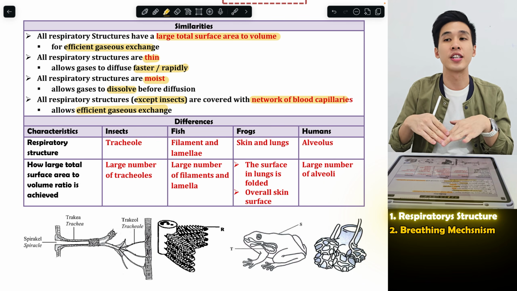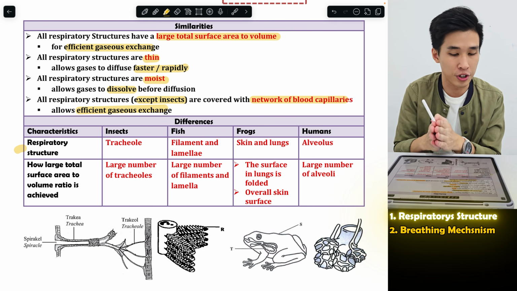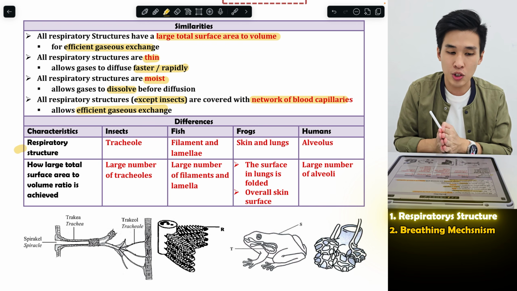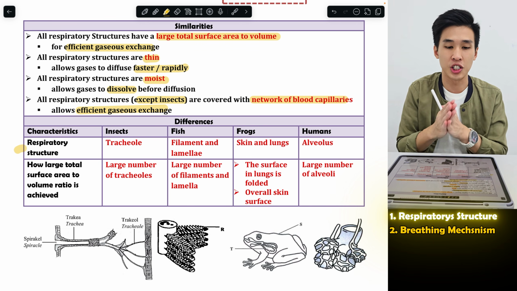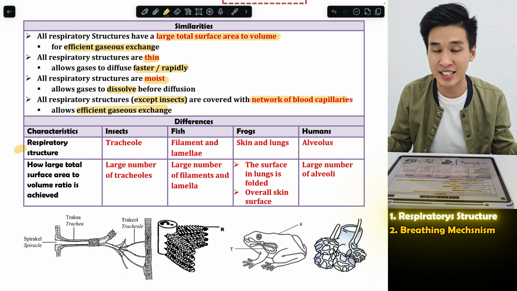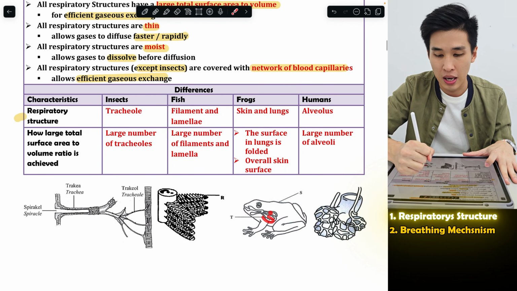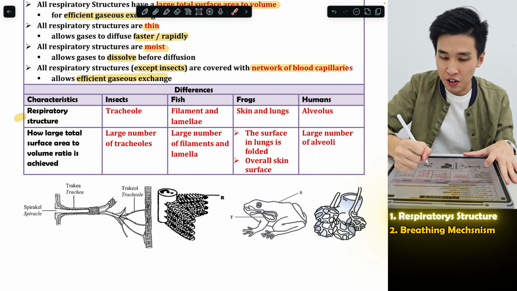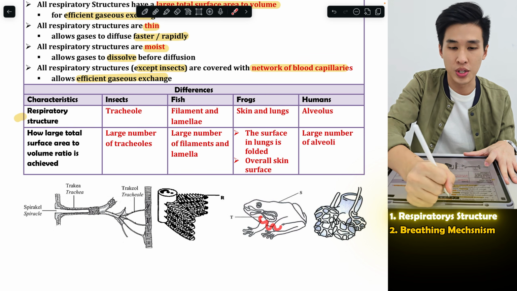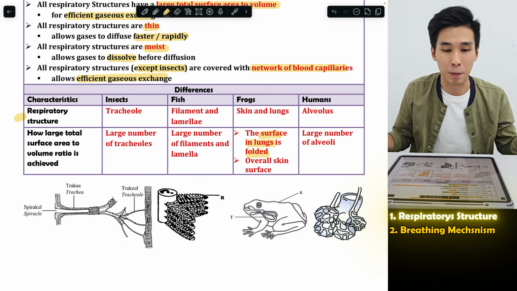Then when they ask you to write the difference, the structure itself is the difference, as I went through just now. Next, how large total surface area is achieved in each animal. Basically every animal has a large number, except for frogs. In frogs, the lungs inside have no alveolus, but to achieve a large surface area, the surface of their lungs is folded. So we say surface is folded. Then the rest are all large number.